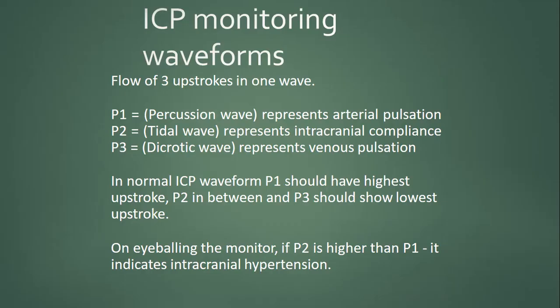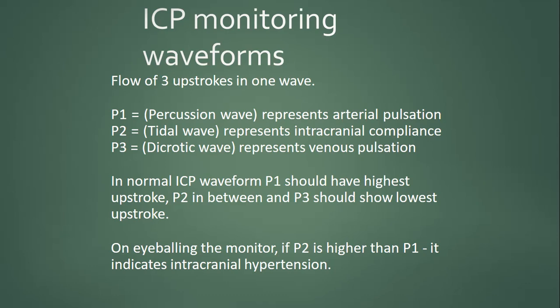Then we also have to monitor the waveforms that can be observed in the intracranial pressure waves. Three upstrokes in one wave can be seen, and P1, P2, and P3 are the normal waves. P1 is the percussion wave that represents the arterial pulsation. P2 is the tidal wave that represents the intracranial compliance, and P3 is the dicrotic wave that represents the venous pulsation. So these are the normal waveforms of intracranial pressure monitoring. In normal intracranial pressure, P1 should be the highest upstroke, P2 in between, and P3 the lowest.